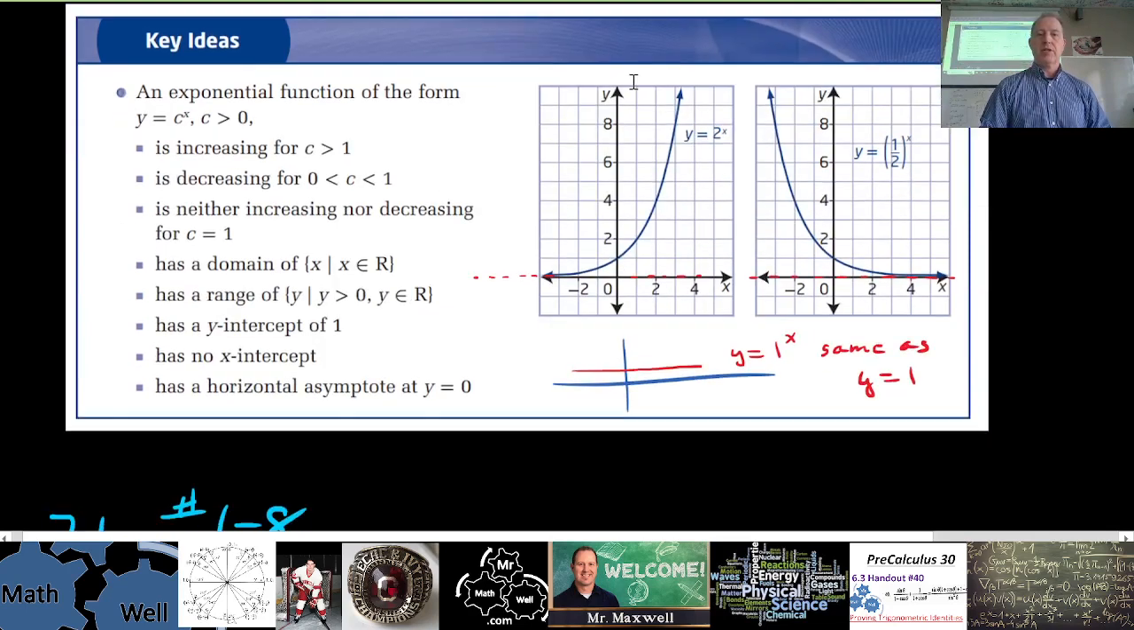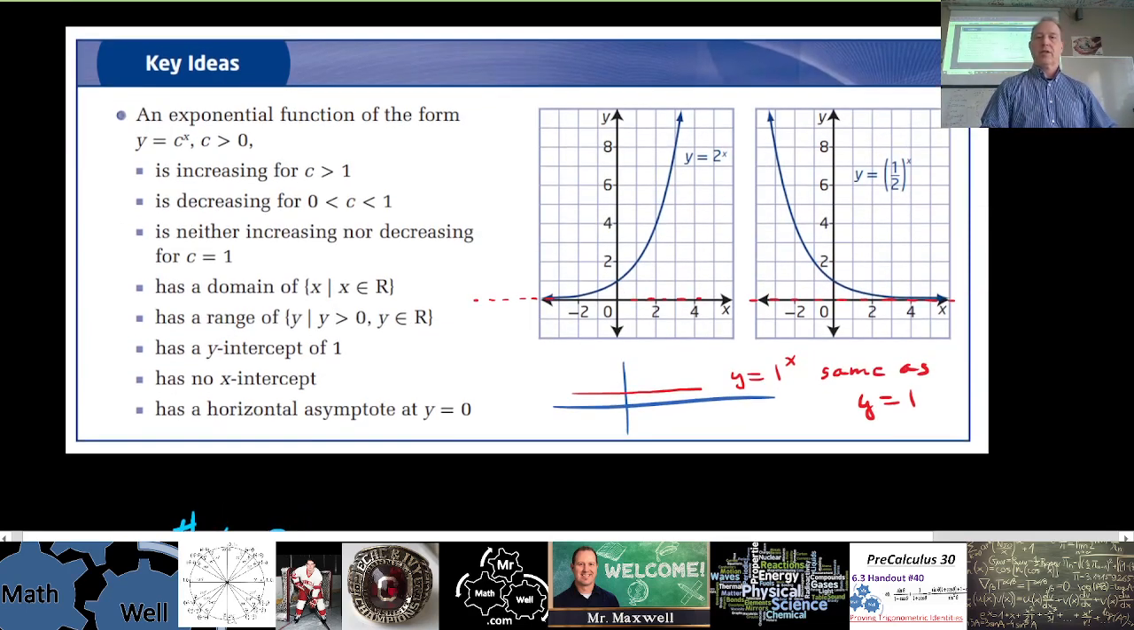You got it? Okay, there's not much more to this section here. So let's just focus on the key ideas that you find in the back of your section there. An exponential function in the form of y equals c to the power of x, where c is greater than 0, is increasing when c is greater than 1. It's decreasing when c is between 0 and 1. It is neither increasing or decreasing when c equals 1. So we know about that. It's really more of a constant function. So it has a y-intercept of 1.